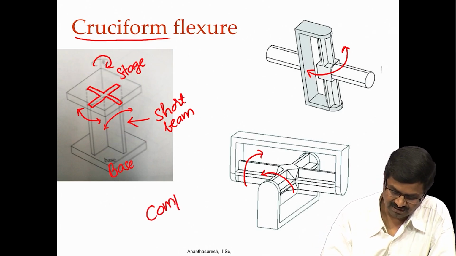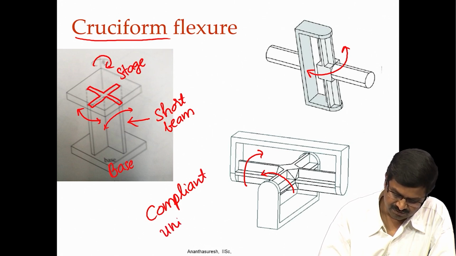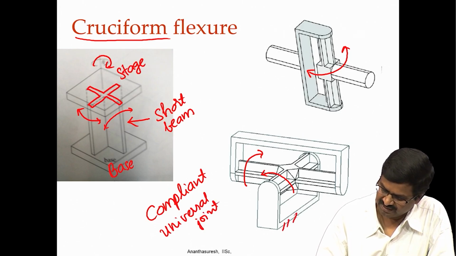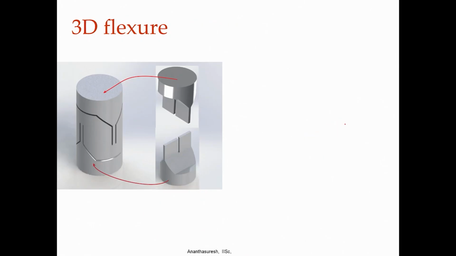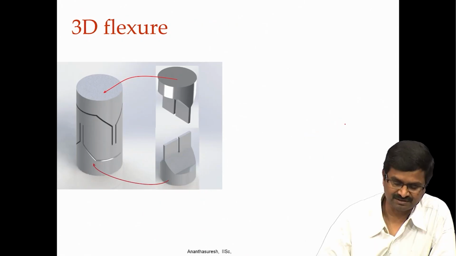What we have here is a compliant universal joint, because it allows two rotations between the base, which is the base here, and this I can call it stage or whatever rigid body that you have, that will have two rotations related to the base. And you can also have them in 3-dimensional fashion.